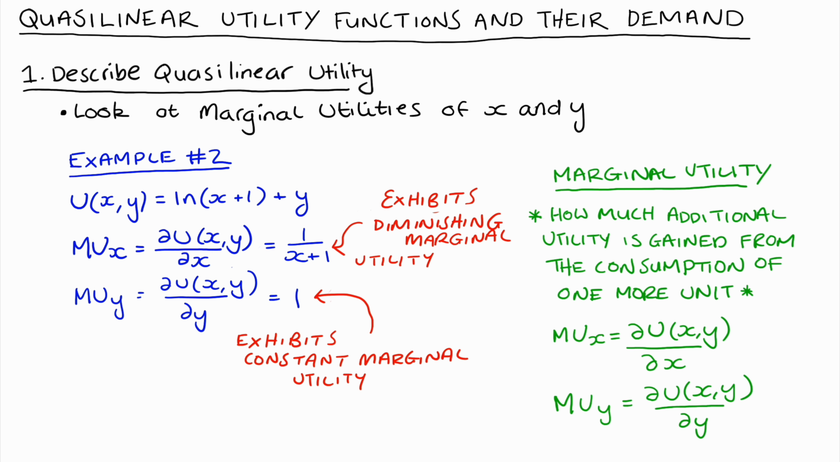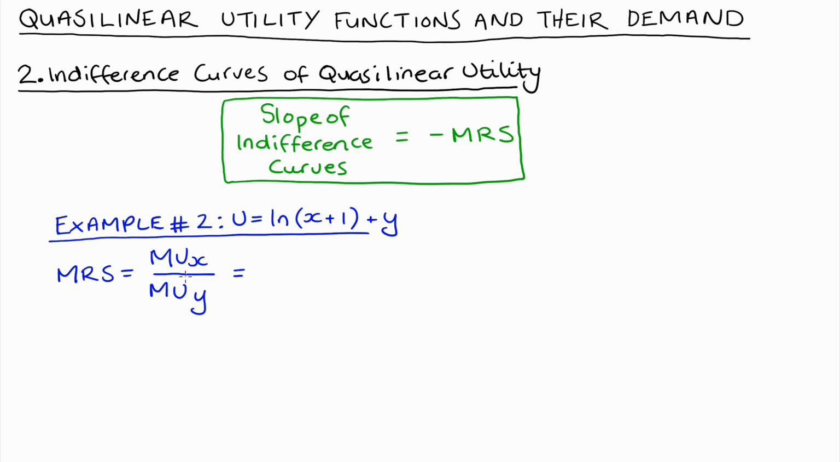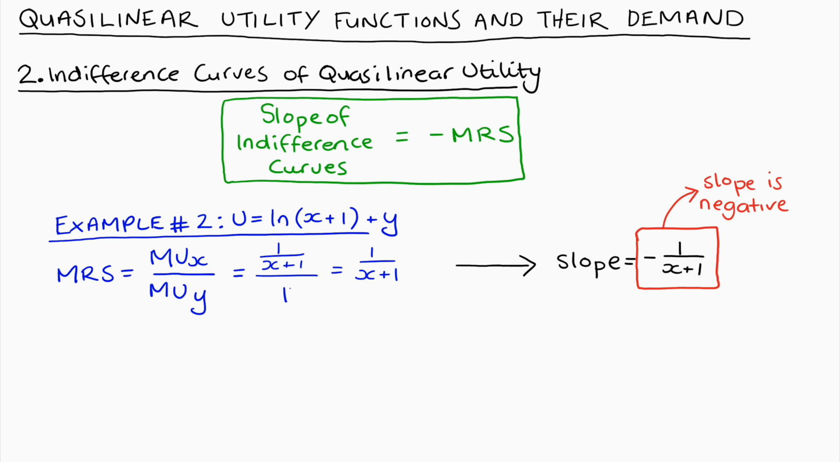All right, now let's think about our indifference curves. Just like in example 1, the slope will be the negative of our MRS, and our MRS is our ratio of marginal utilities. So 1 over x plus 1 over 1, so that's just 1 over x plus 1. The slope is the negative of this, so negative 1 over x plus 1. And I can see just by looking at this equation, we have a downward sloping indifference curve, which will again have this sort of shape where the slope gets flatter. The slope does not depend on y. This is a common theme of quasi-linear indifference curves.